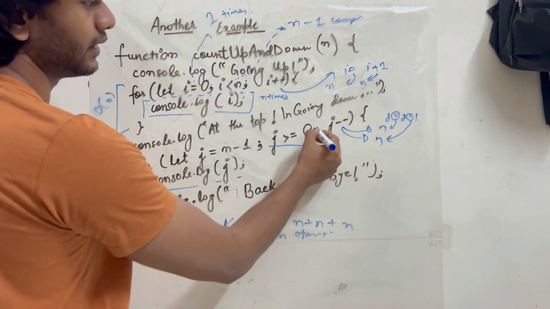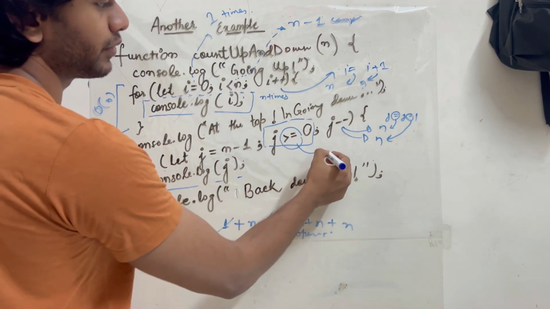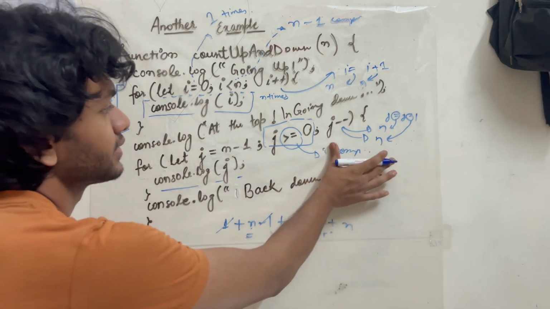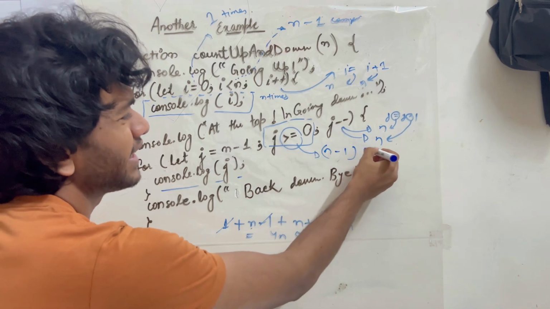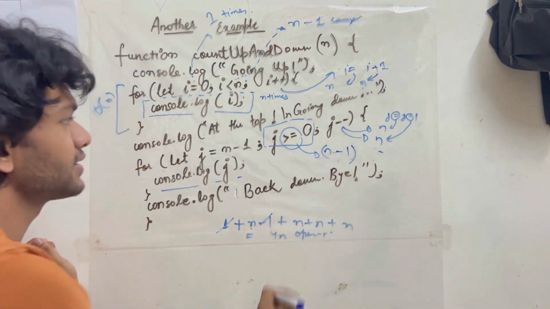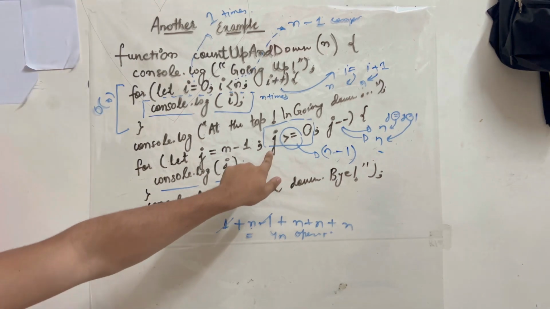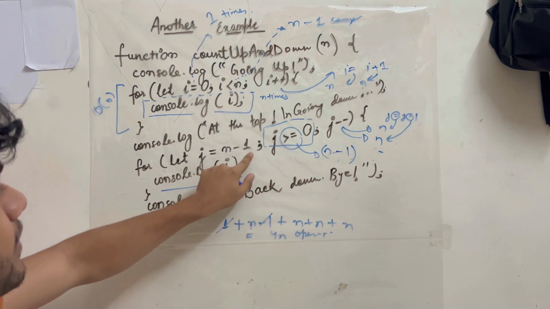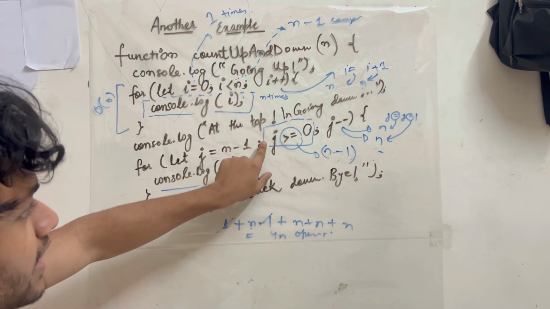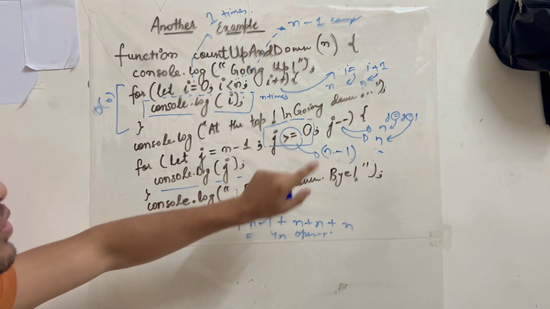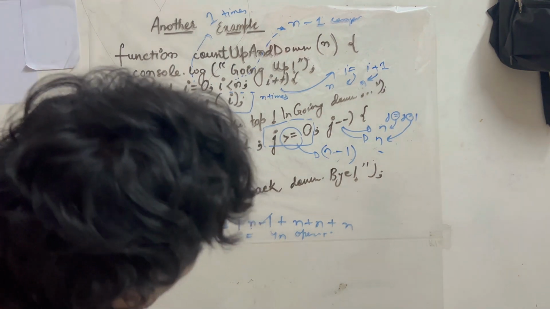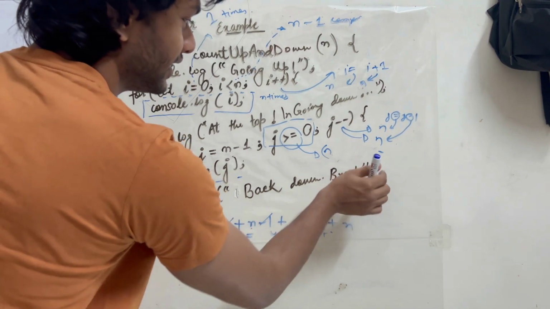And here, can you tell me the comparisons? How many comparisons? n minus 1 comparisons, or simply n comparisons. Let's reduce it to n comparisons. Why did I say n minus 1? The highest value of j is n minus 1, so j is compared with 0 at most n minus 1 times to check if it is greater than or equal to 0. Or simply, for our mental ease, n times.